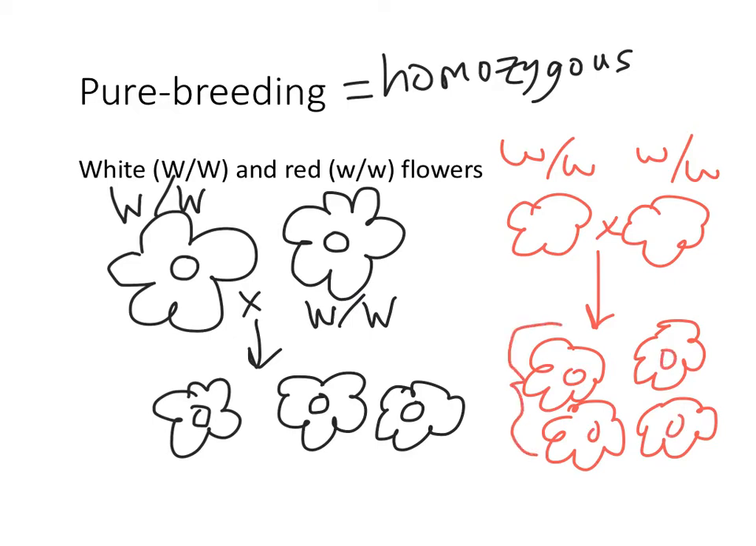So observing the phenotypes in the F1 tells us about the genotypes of the parents. If there's no genetic diversity in the F1s, that must mean that the parents were both homozygous, which is also called breeding true, if you've heard that phrase before.